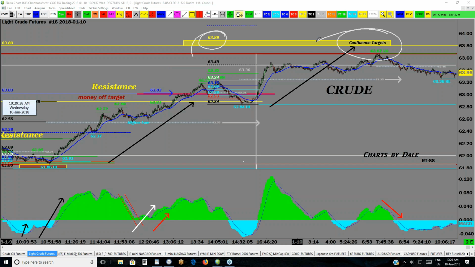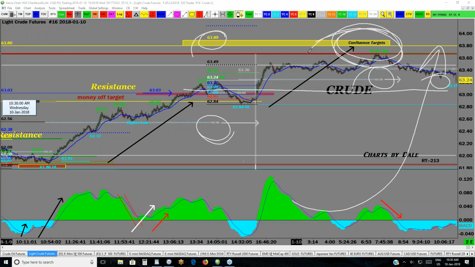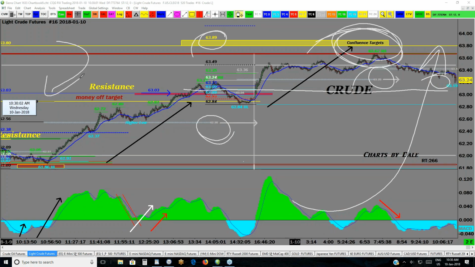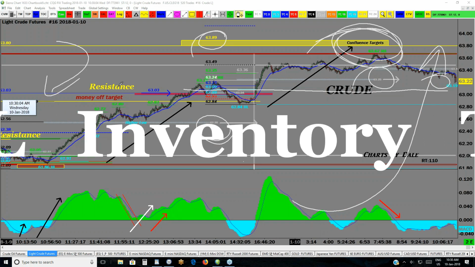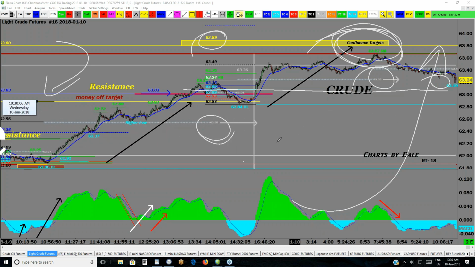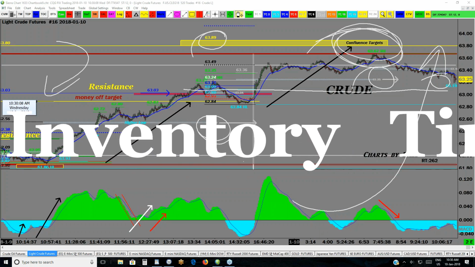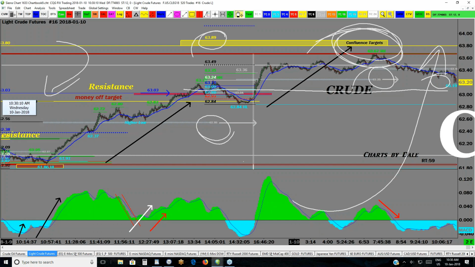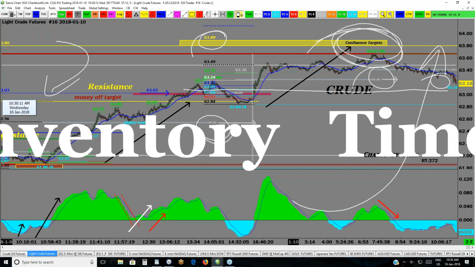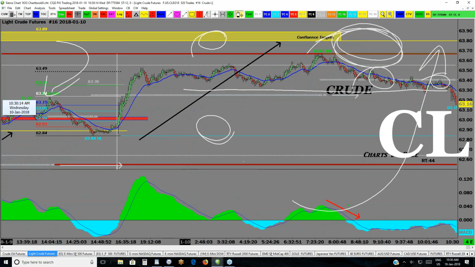We're looking for a pullback. We were looking for 63.25. We got 63.26. We'll probably get a little more. We could get down into 63.09. It is now 10:30. Let's see what we get. So I'm going to zoom in on this chart. So here we go. Move to the downside.